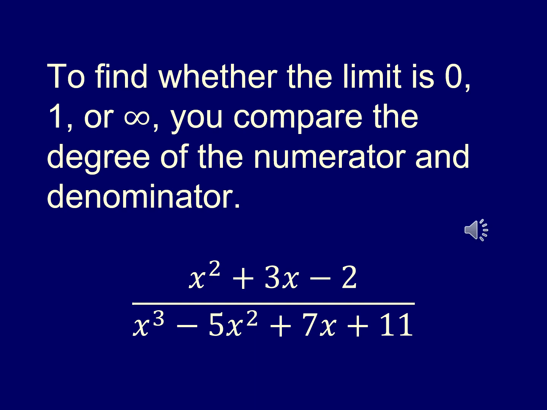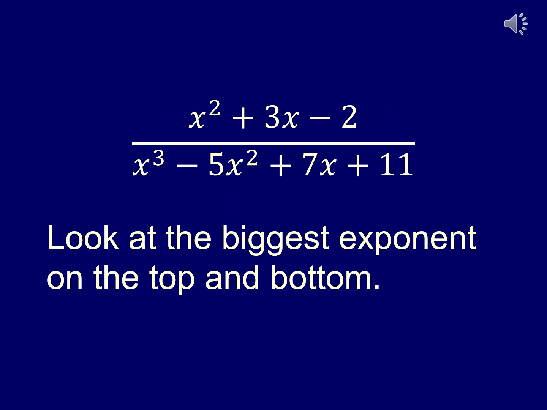What we want to do is figure out whether the limit is 0, 1, or infinity. And to do that, what a book would tell you to do is to compare the degree of the numerator and the degree of the denominator. So all that means is you look at the biggest exponent on top and the biggest exponent on the bottom. In this problem, the numbers I care about are the 2 from x squared on top and the 3 from x to the third on the bottom.